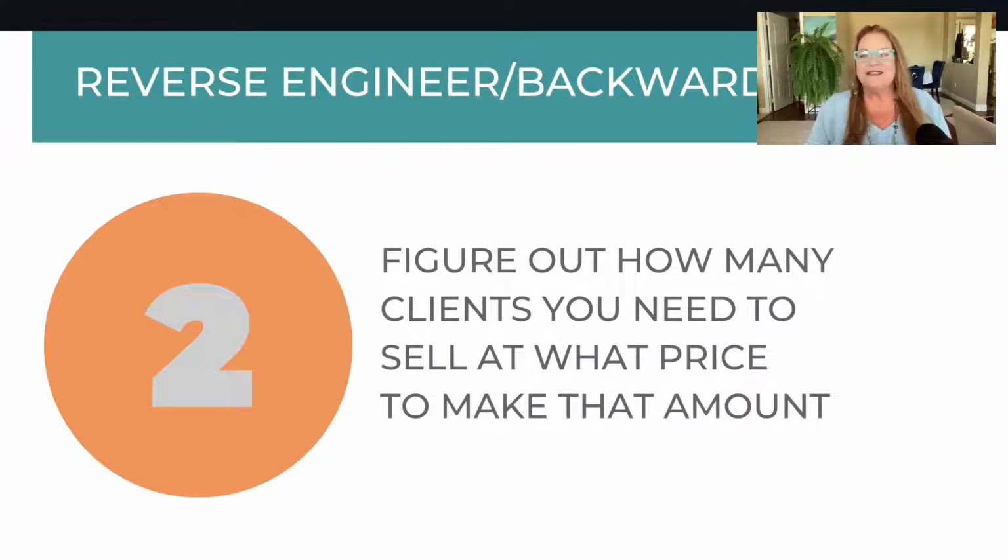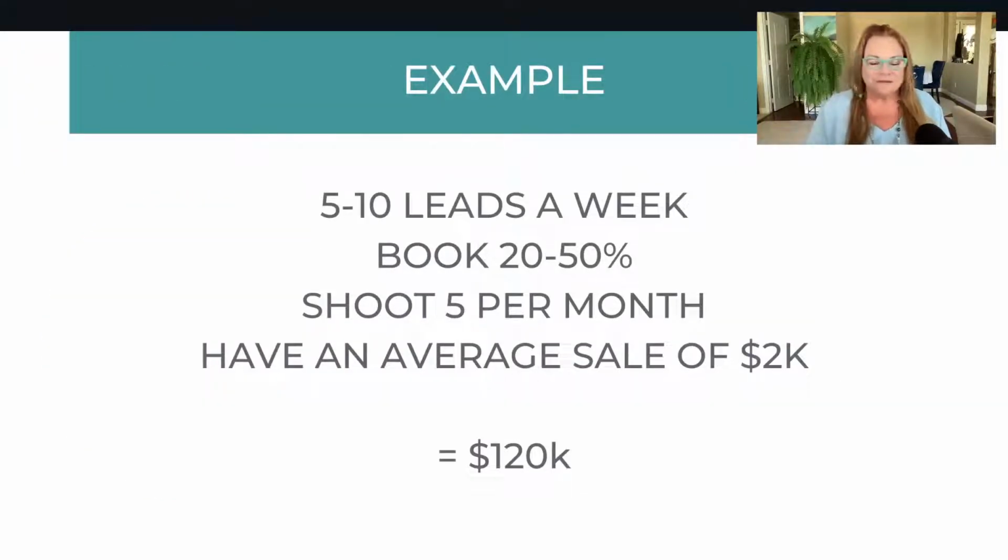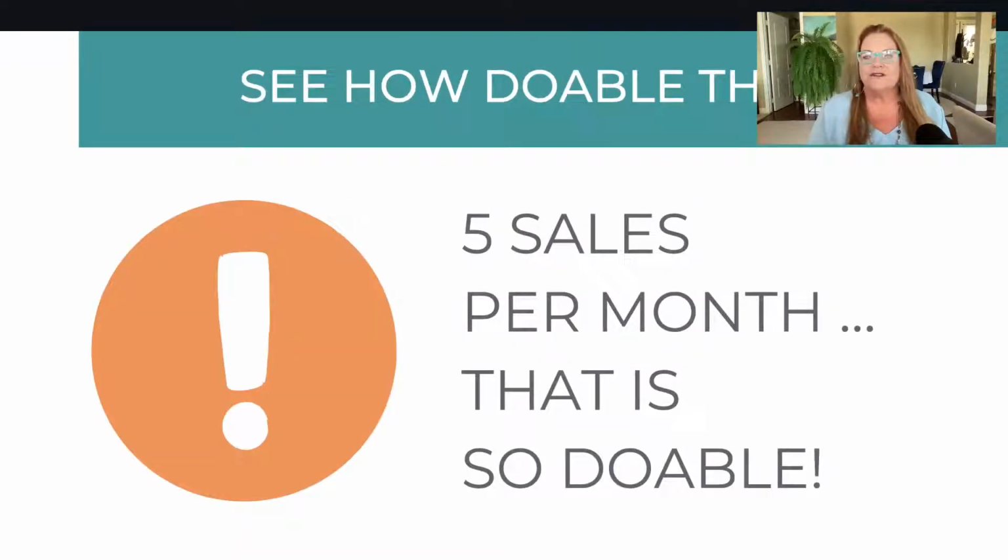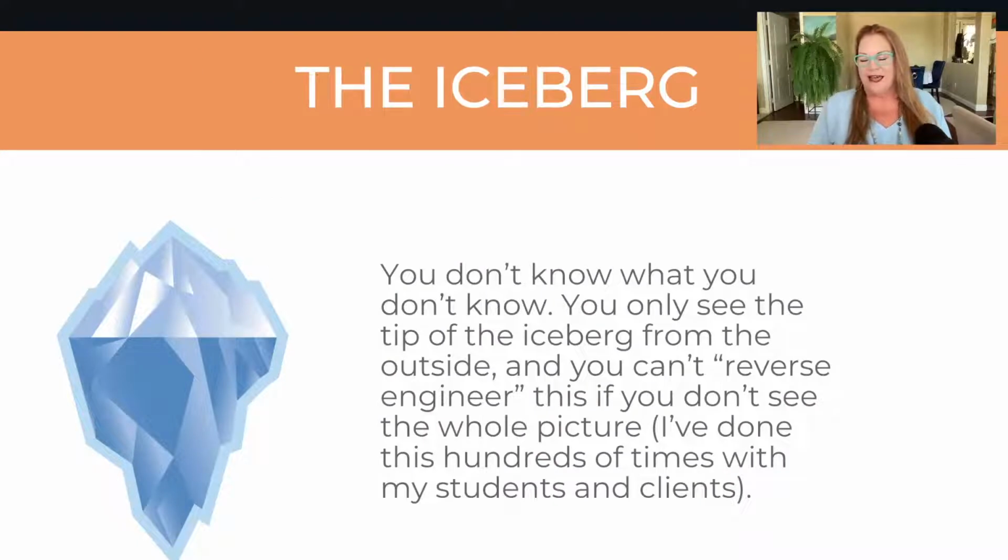You just want to reverse engineer backwards and figure out how many clients you need to sell at what price to make that amount. So for example, if you have 5 to 10 leads consistently a week, you book somewhere between 20 and 50% of those. You shoot 5 of those clients per month. You have an average sale of $2,000. That's $120,000 a year. And do you see how doable it is to do 5 sales per month? Like, you could do that part-time. You could be a busy person with some other job or do whatever, but you can absolutely do that, and it's completely reachable.